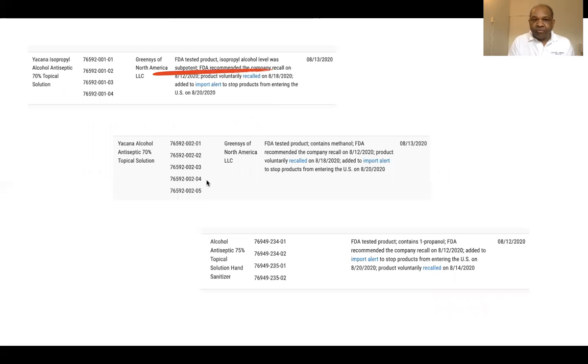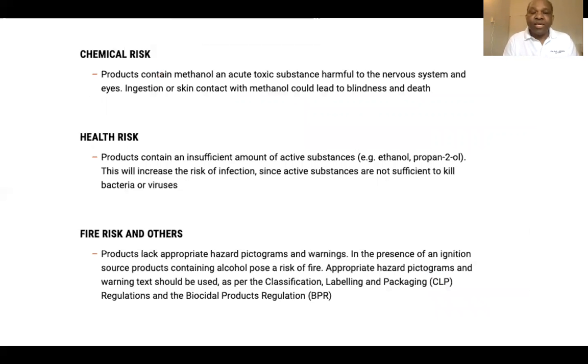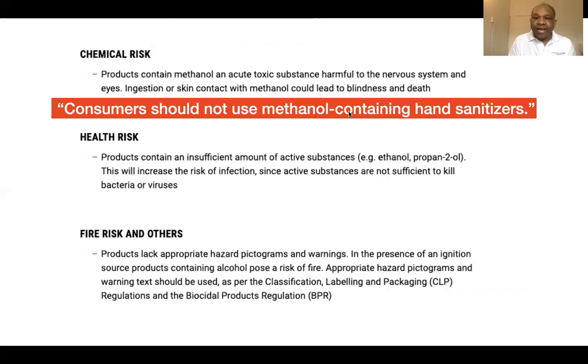Several have been recalled. For example, this isopropyl has been recalled because of subpotency. This one has been shown to contain methanol, and this one has been shown to have 1-propanol as well as methanol in it. So they have been retracted. But what about those that have not been retracted? Some of these disinfectants or sanitizers on the shelves in supermarkets may contain a chemical risk. Anything that contains methanol should not be used. No consumer or health worker should be using a sanitizer or disinfectant that contains methanol in it.